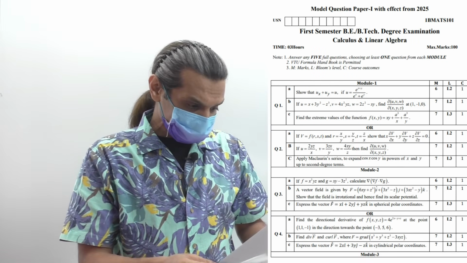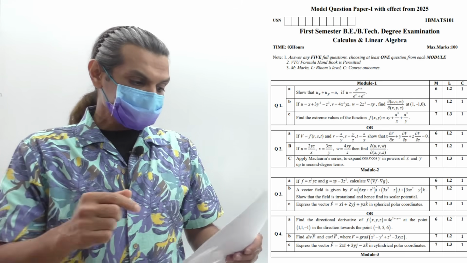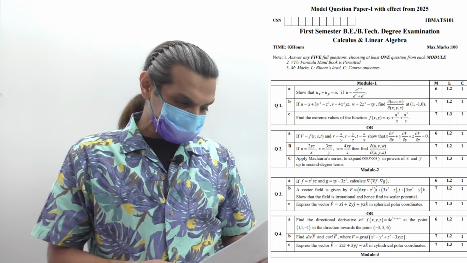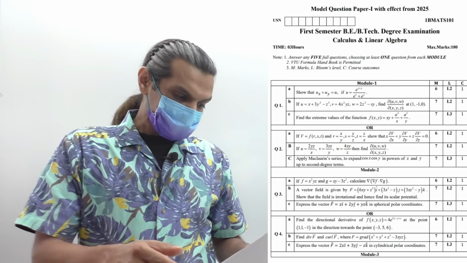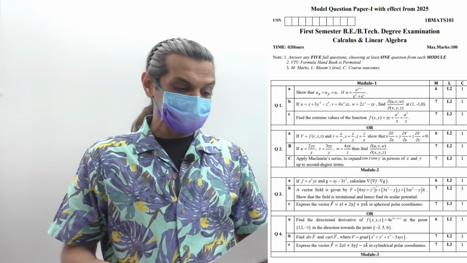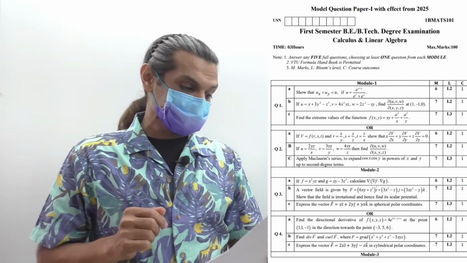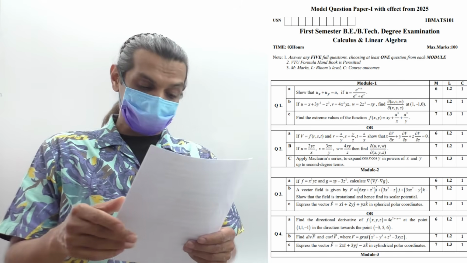The second one is question 2b. If u is equal to 2yz by x, v is equal to 3zx by y, w is equal to 4xy by z, then find dou(u,v,w) by dou(x,y,z), a very classical question from Jacobians.